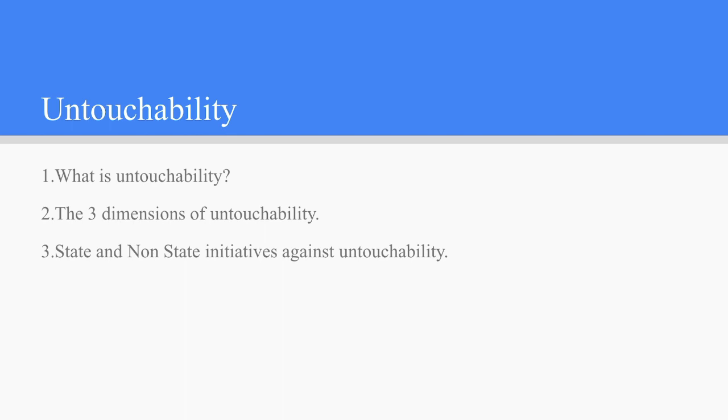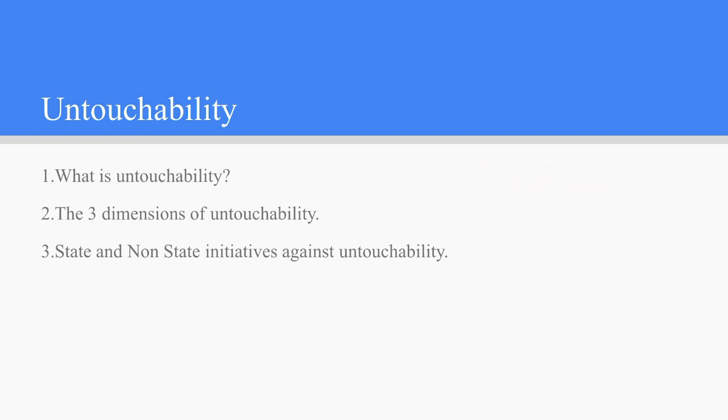One of the discriminatory practices of the caste system was the system of untouchability. What is untouchability? It is the avoidance, or you could say the prohibition, of physical contact with a person of a lower caste. And this is a pan-Indian phenomenon, that means it is found all over India.